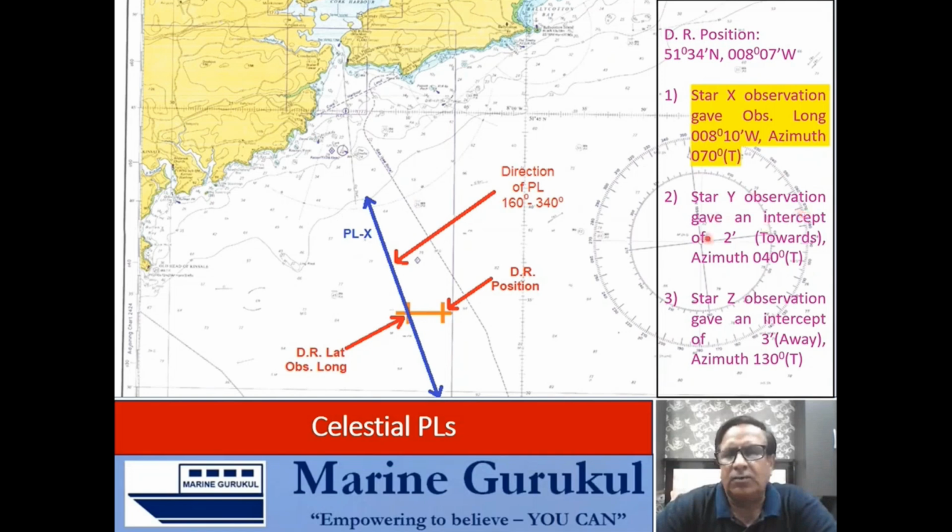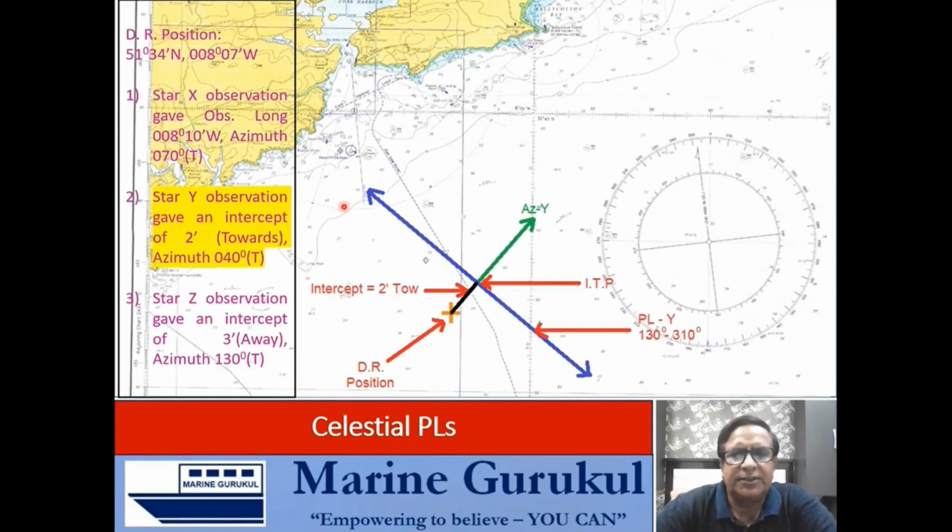Star Y observation gave an intercept of 2 miles towards, azimuth 040 degrees true. When an intercept is obtained as output of a celestial observation, the observation has been solved by the intercept method. In the intercept method, the PL is drawn through the ITP. Now in this case, azimuth is 040, intercept is towards, DR position is here.